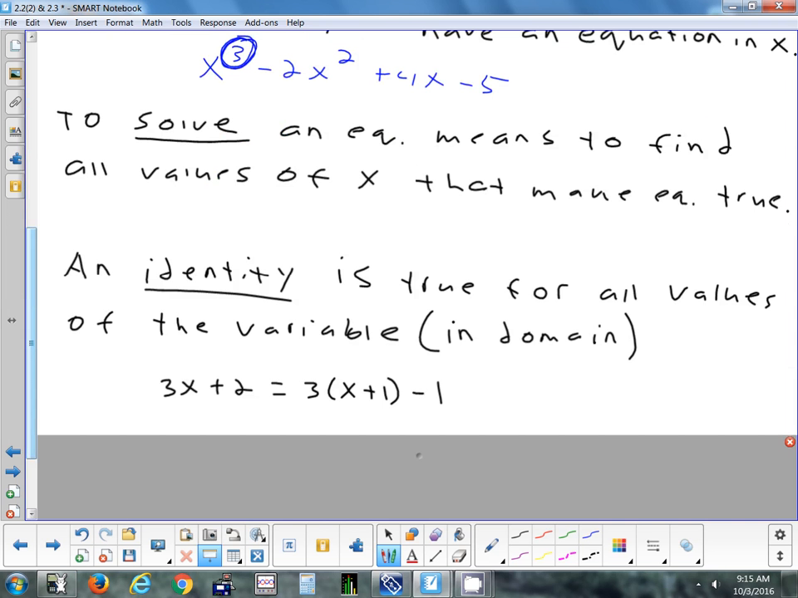Think about if you start to solve it. Look at what's going to happen. It's going to equal the same as the left if you distribute. If you distribute on the right, you get 3x plus 3 minus 1. 3 minus 1 is 2. So you get 3x plus 2 on the left and on the right. That's an identity.